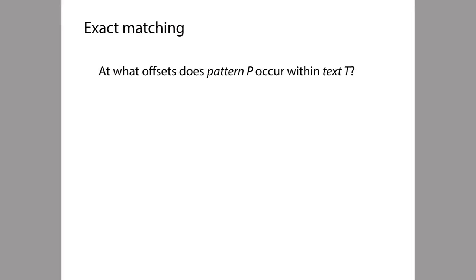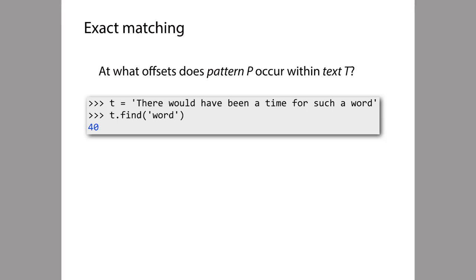Here's a Python version of the previous example. We have our text T. We assign that to a variable T, and we call a string method called find. What find will do is you give it an argument, which is a string, and it'll return the offset of the leftmost occurrence of that argument inside the string. In this case, the string that we're calling the method on is our text, and the argument that we're passing is our pattern, and Python reports that the leftmost occurrence is at offset 40.